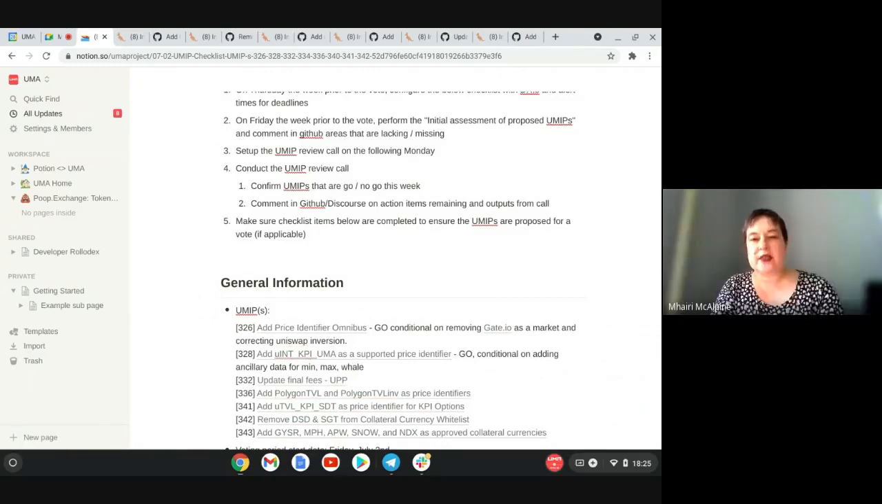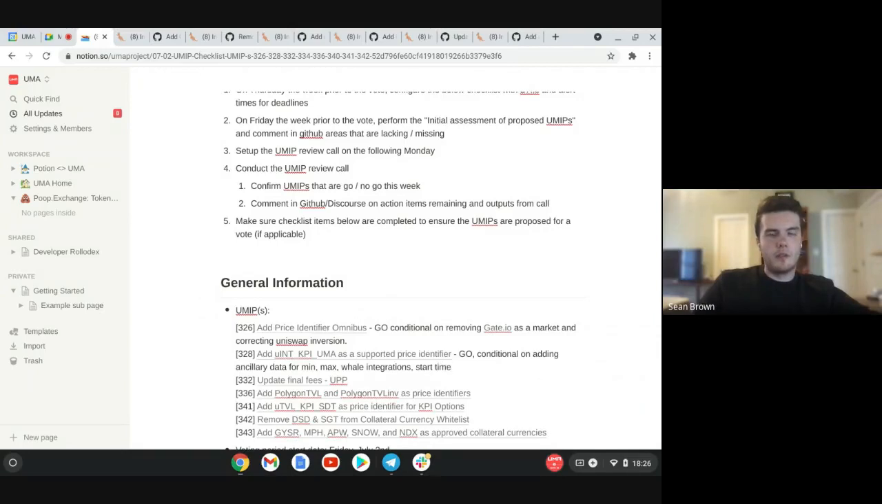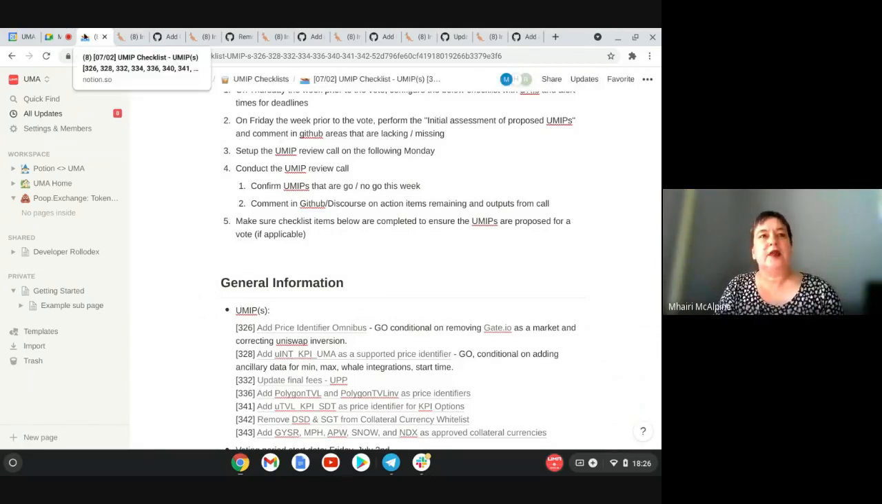So the auxiliary data would be min-max, whale integrations, start and end time. Just start time, probably, yeah, just start. Yeah, end time would be encoded in this request timestamp. We can also talk through the details later. I don't think it's necessary now. Cool. Okay, that's excellent.